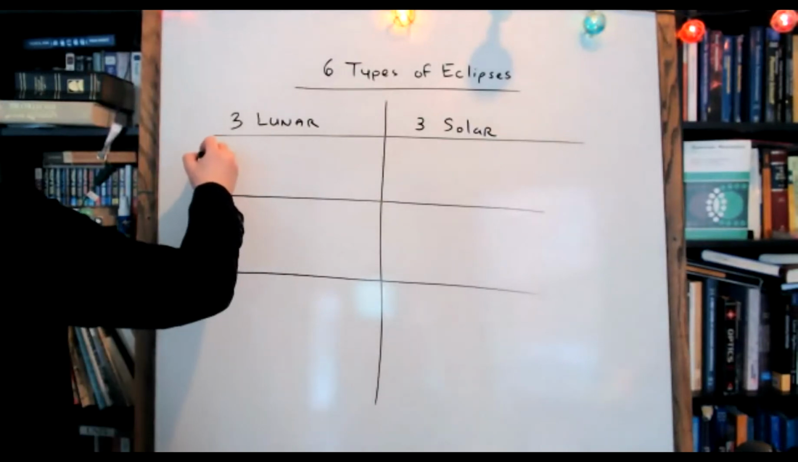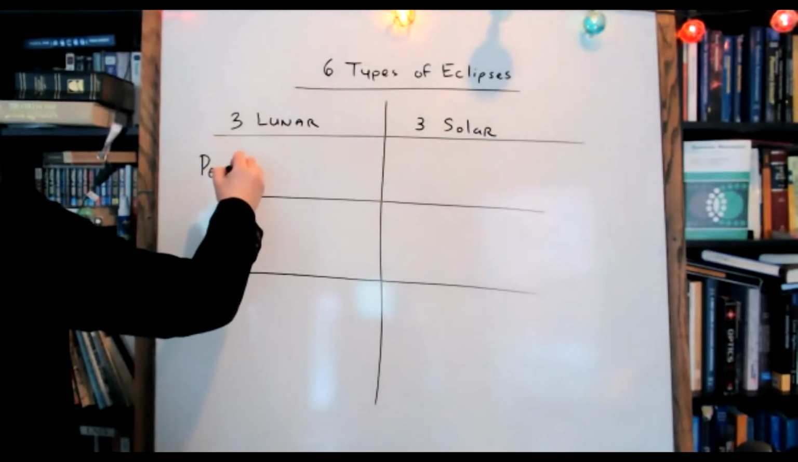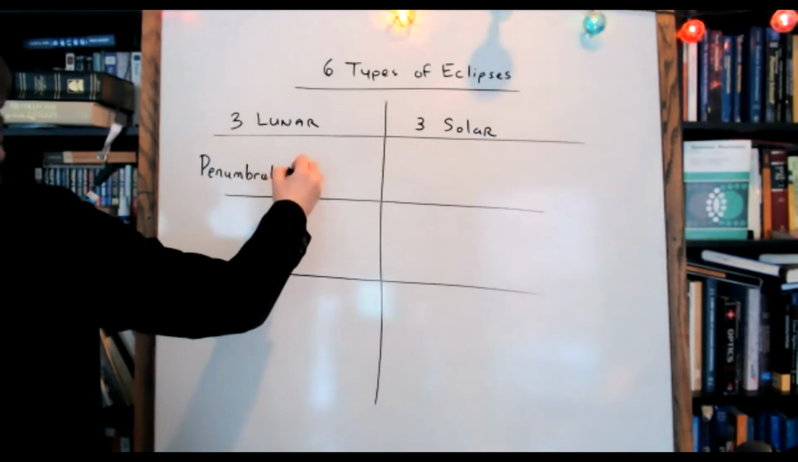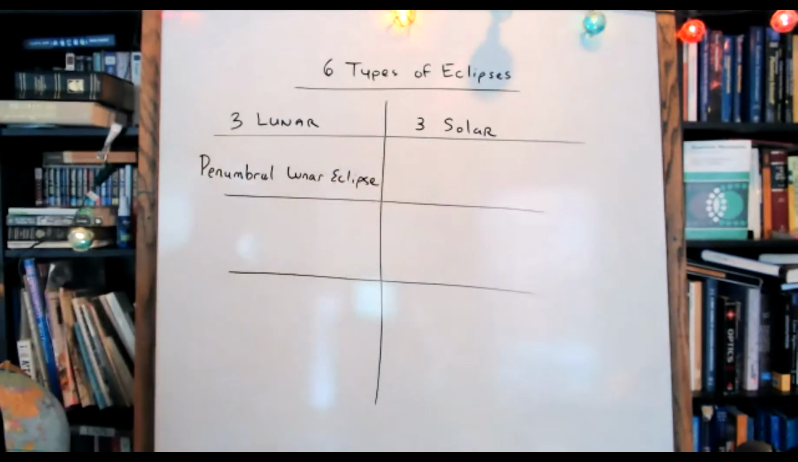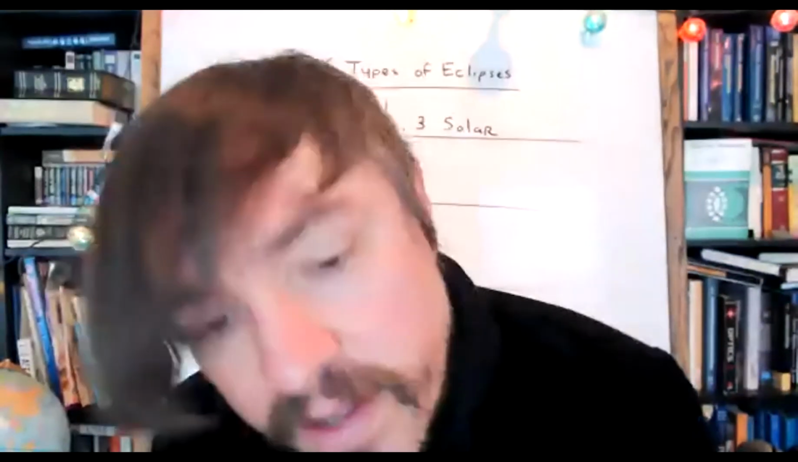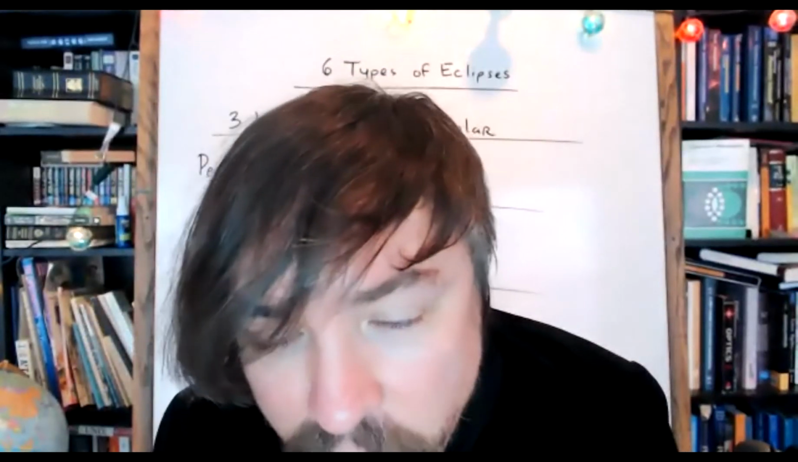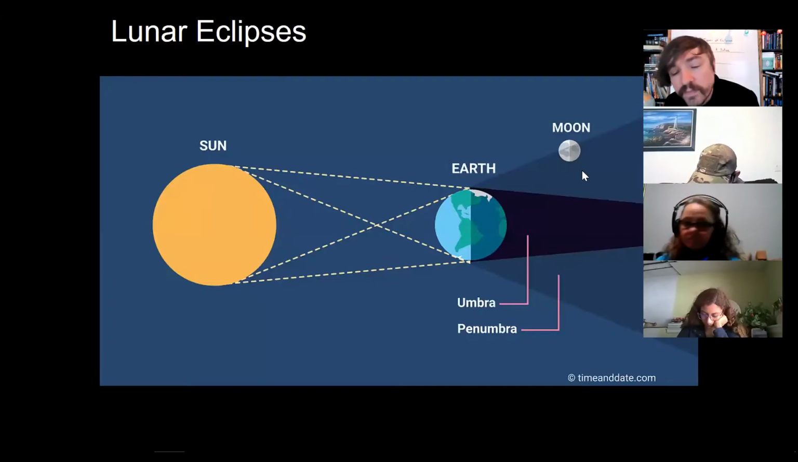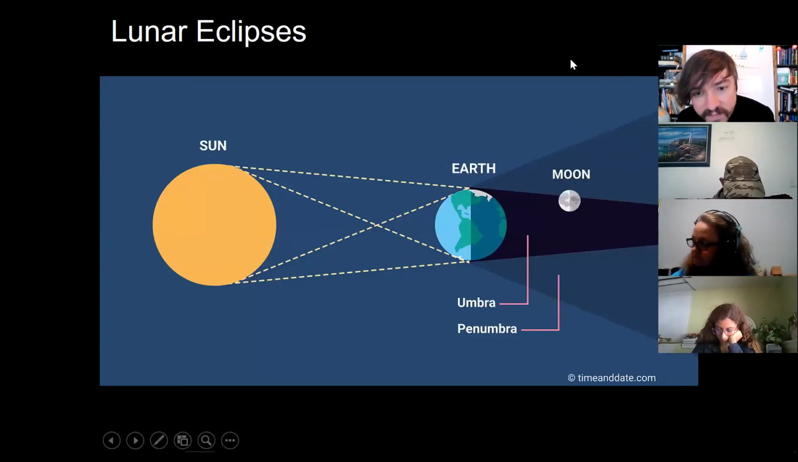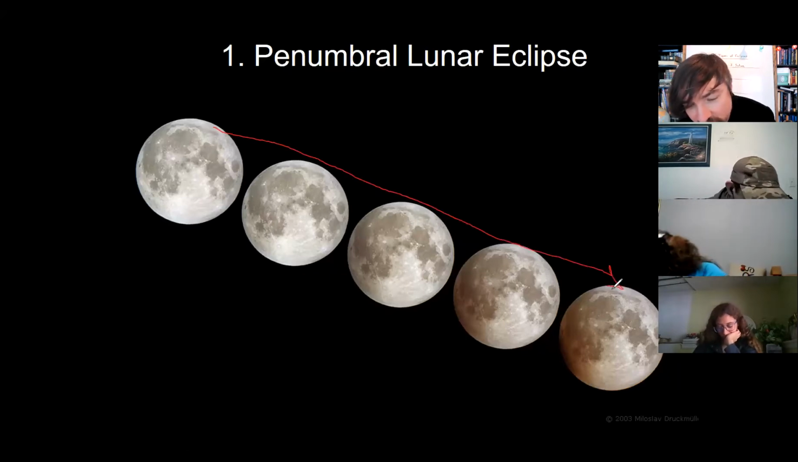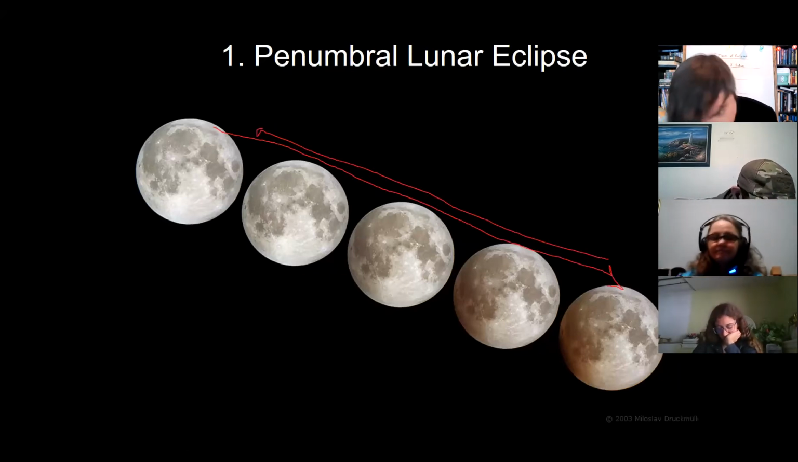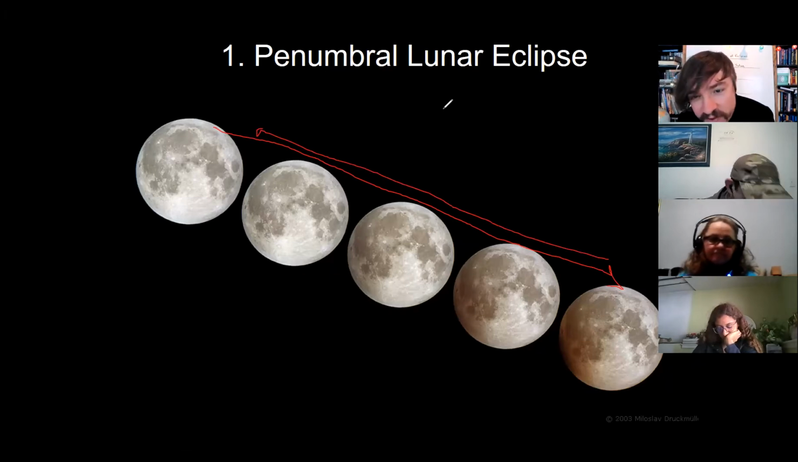The first type of lunar eclipse is called a penumbral lunar eclipse. A penumbral lunar eclipse is when the moon travels into the penumbral shadow of Earth. And actually, these types of eclipses happen all the time, and you don't recognize it. That's because during a penumbral eclipse, the moon actually just goes through a gradual darkening, and then it gets brighter again over the course of about 6 hours.